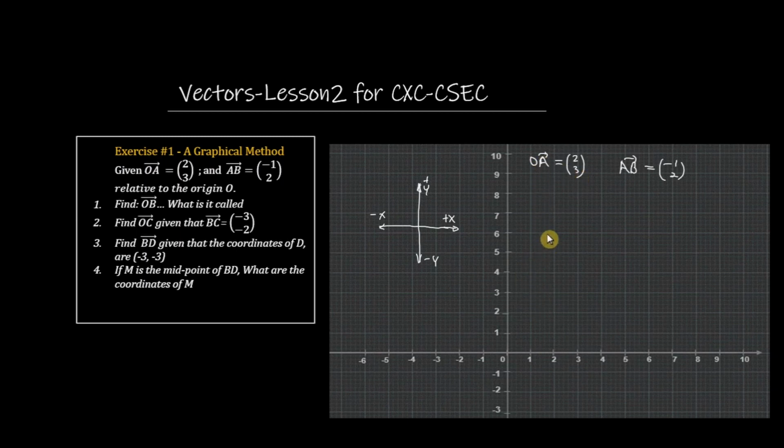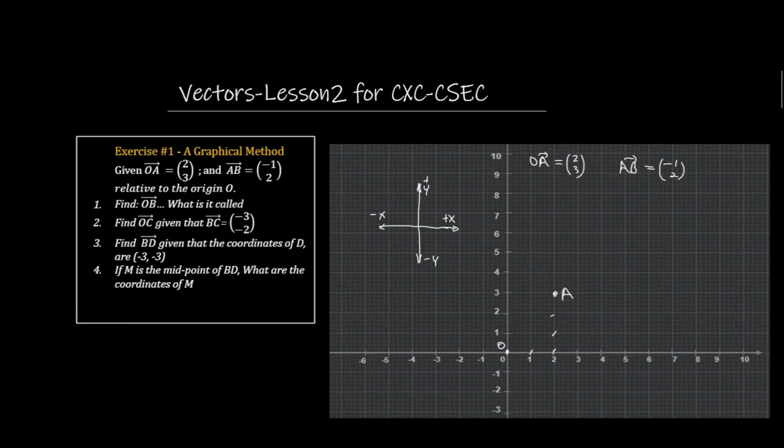So whenever we see an O as the first letter in the vector notation, we know that means it is starting at the origin. So let us make that point here. And this is O for the origin. So now we are going to graphically identify where point A is. Point A is 2 units to the right, 3 units upwards. So we'll write 1, 2, 3. And here we have point A.